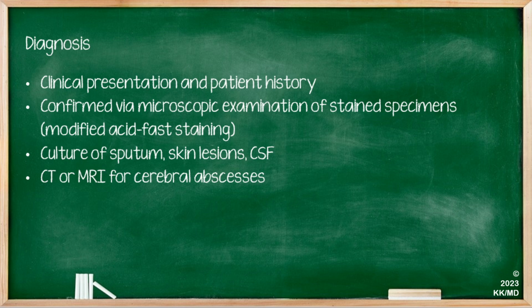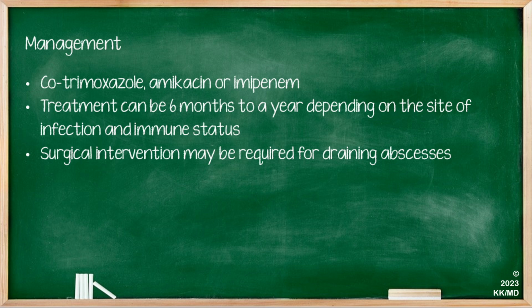And of course, like any other abscesses, if you're suspecting a lesion in the central nervous system, you would want to opt for a CT or MRI scan of the brain. The management of nocardiosis really revolves around 3 antibiotics, including cotrimoxazole, amikacin, or imipenem.